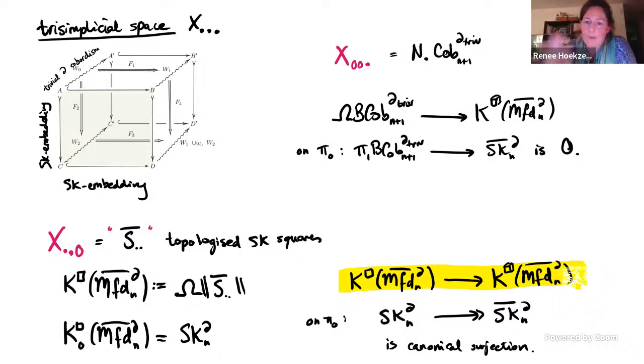And now there's a very natural map coming from the inclusion of this simplicial object, from K-squares of topologized manifolds to K-cubes of topologized manifolds. And this lifts very clearly on pi 0 the canonical surjection from SK boundary to SK bar boundary.